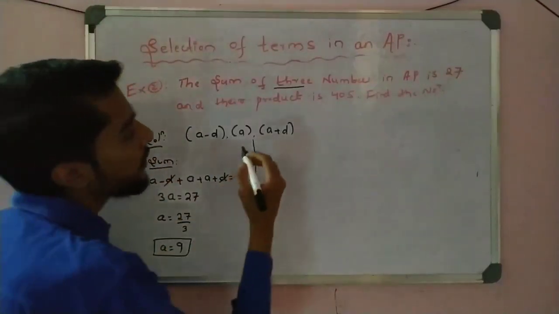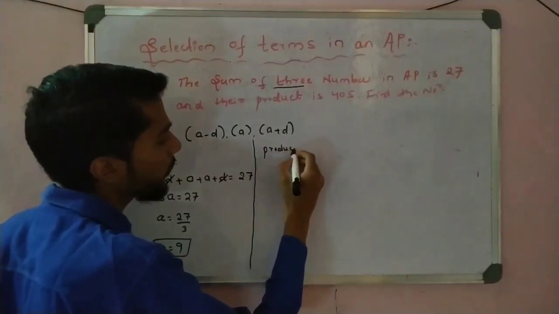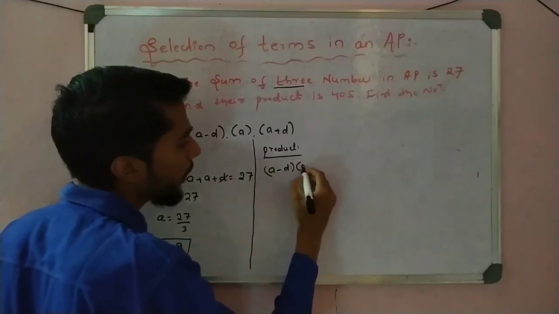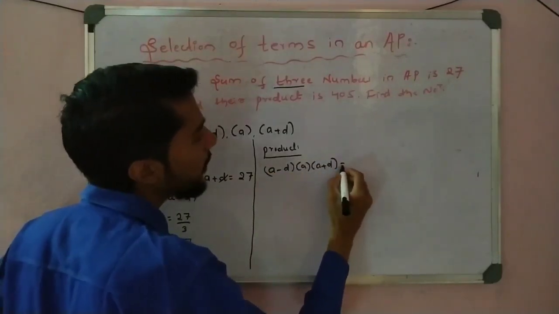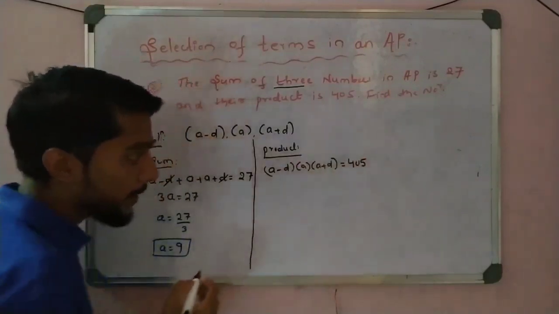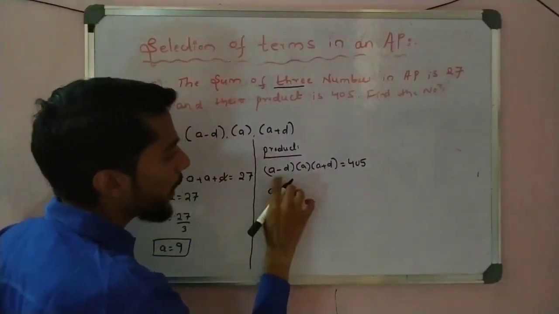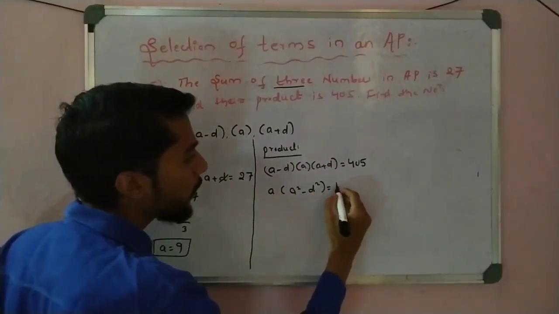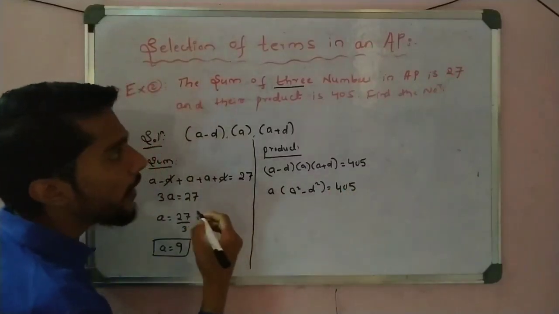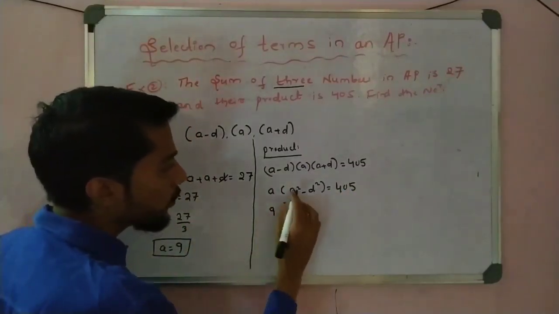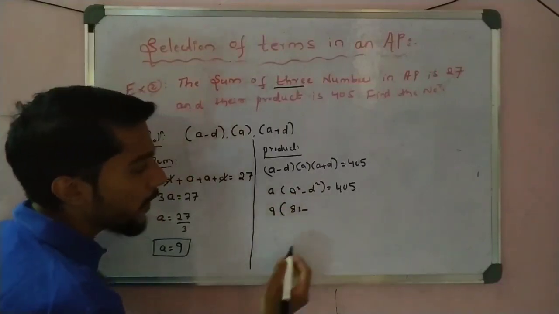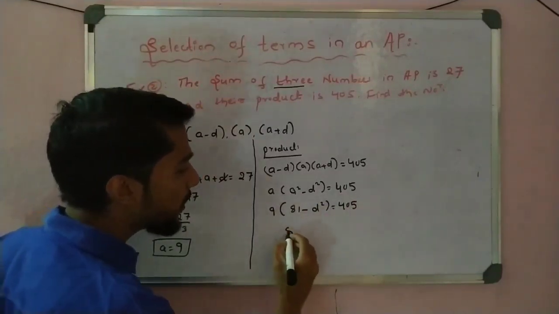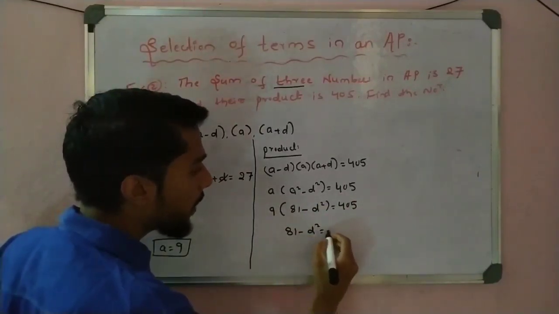Now let's see the product. The next concept is the product. What is the product? a minus d, a, and a plus d is equal to how much? 405. Big number. So again, directly, a minus d times a plus d means a square minus d square, and that is 405. So put the value of a here. What is a? 9. So 9 square is 81. I write directly 81, and d square as it is, so 81 minus d square is equal to 405.